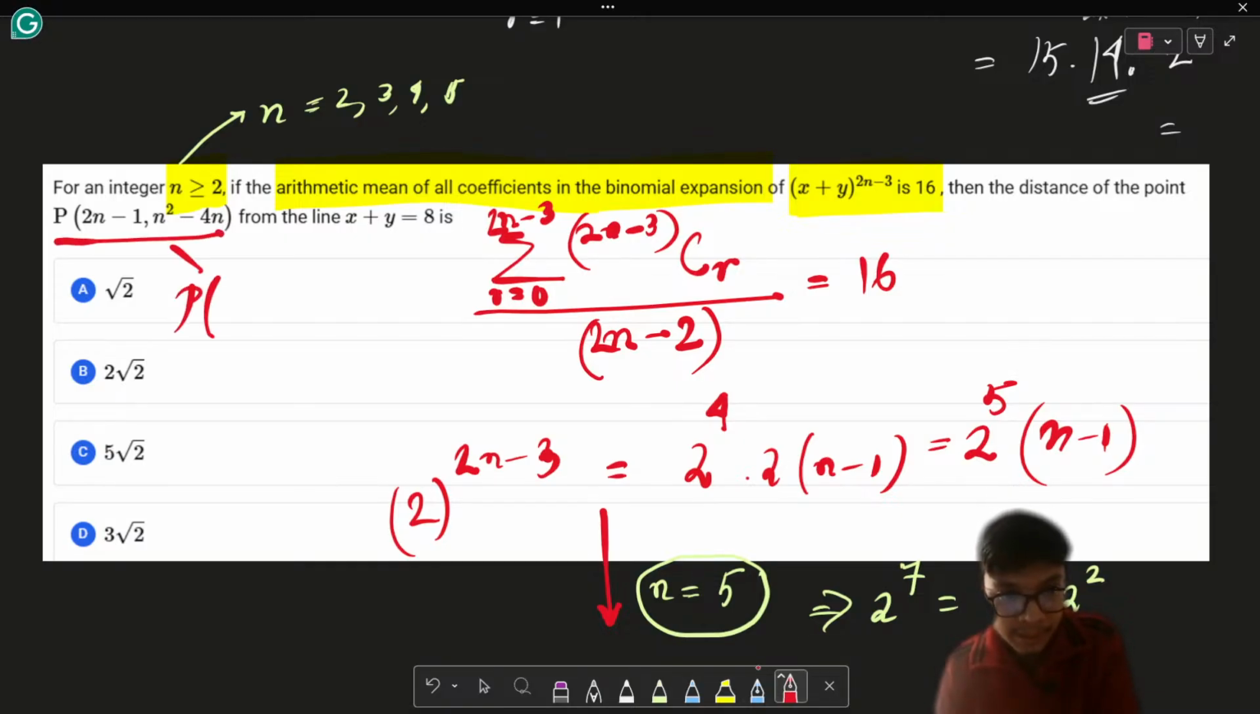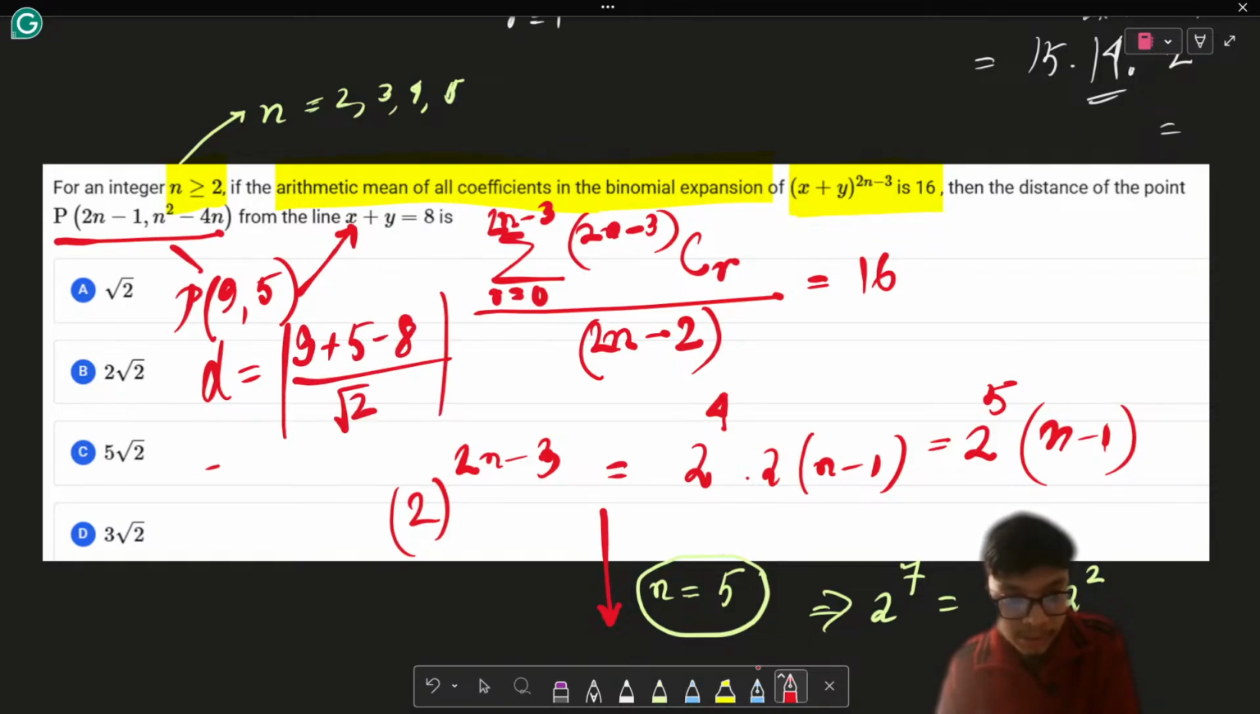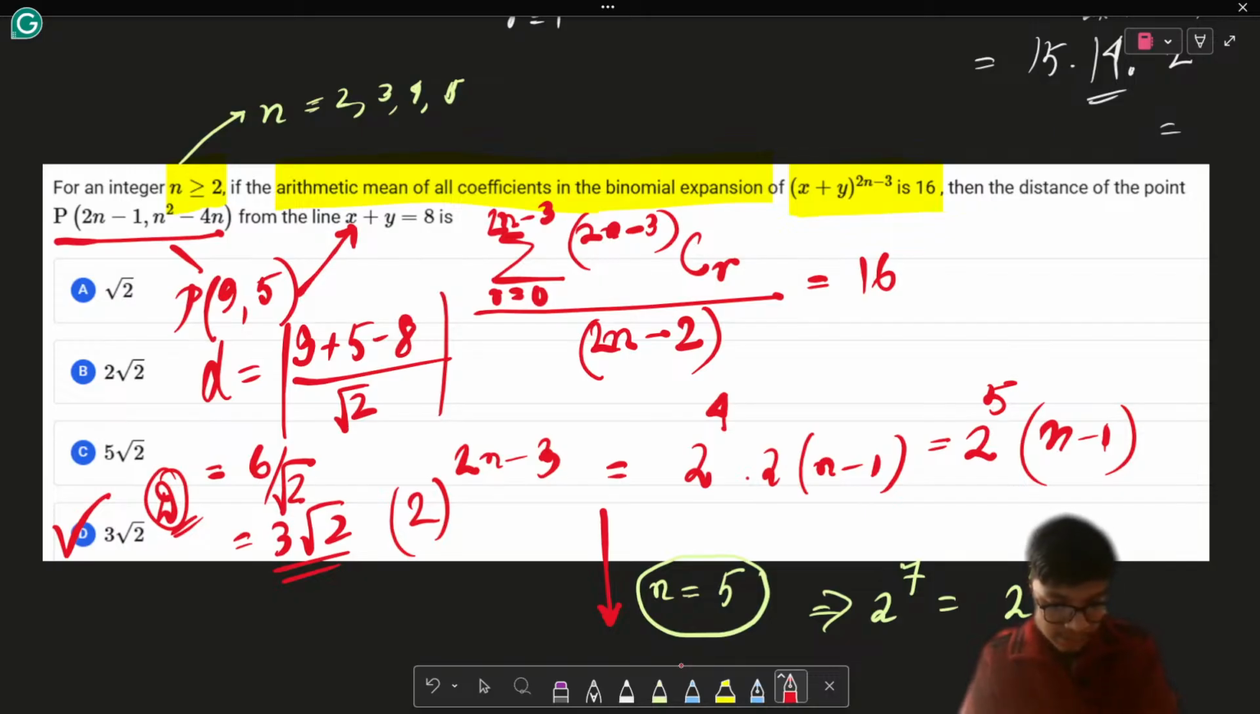That means let us make a point P as (9, 5), and we have to find the distance of this point from this line. If I evaluate this expression, this is 9 plus 5 minus 8 divided by root 2, right? I'm just using the formula from straight lines for the perpendicular distance between a point and a straight line. So this distance would turn out to be 6 by root 2, which is nothing but 3 root 2. Okay, 3 root 2. So with this, we'll have option D as our correct option. Is it clear to all of you? Is this question clear? Do let me know in the live chat, is this clear or not? Okay, simple, straightforward, right?